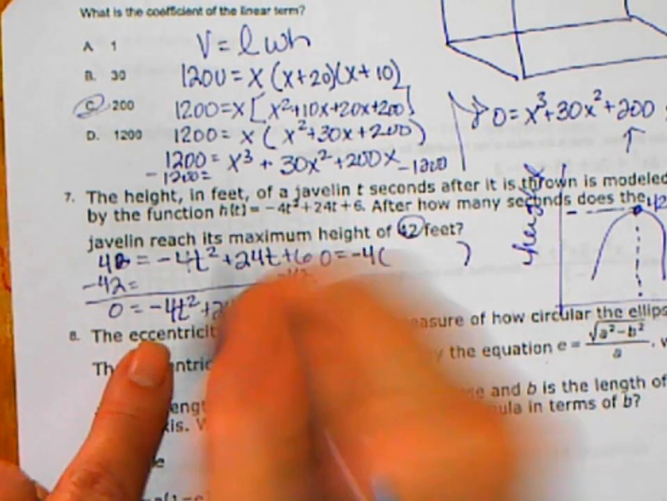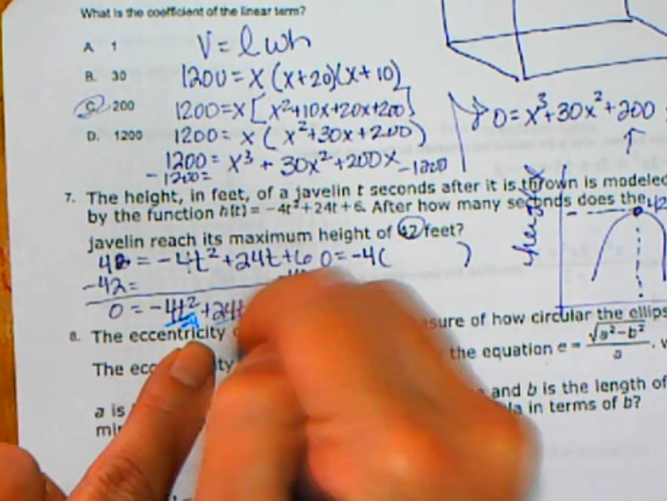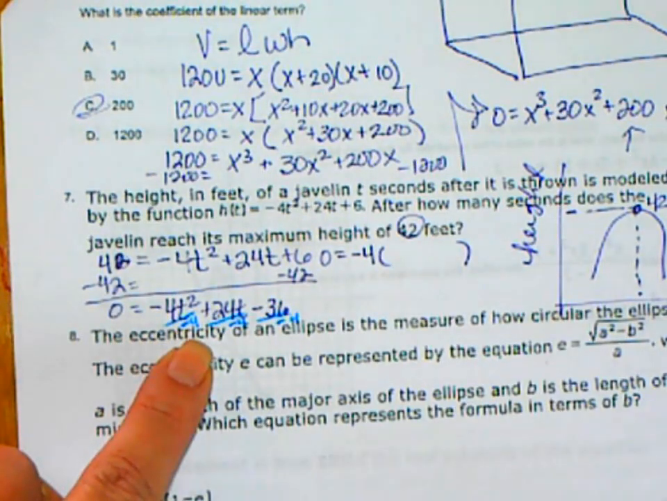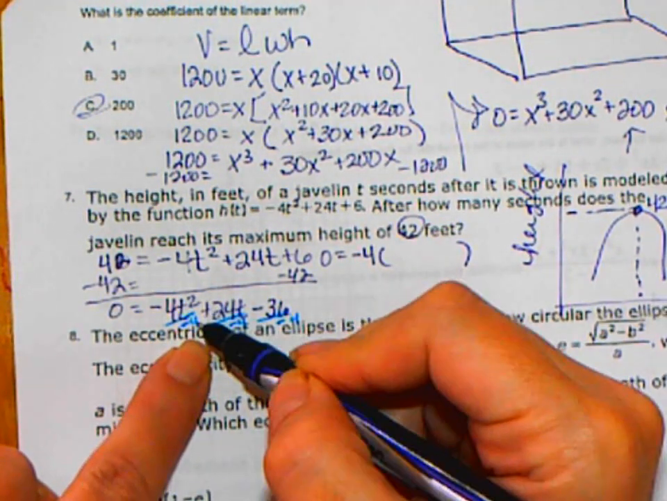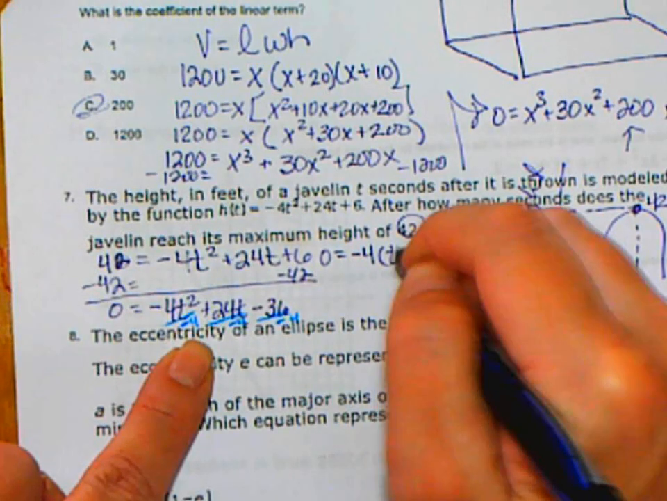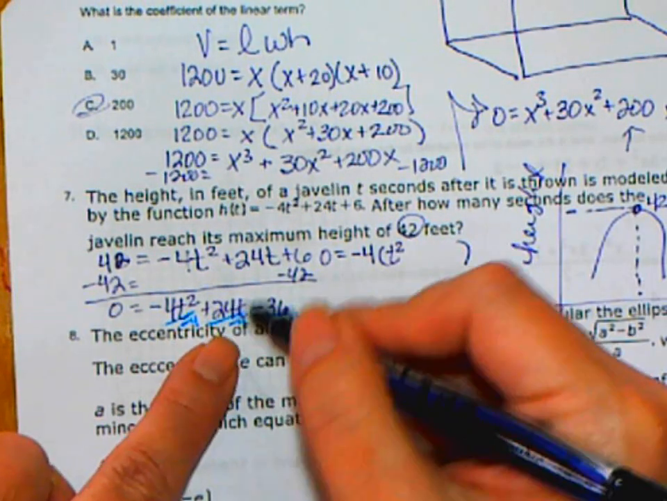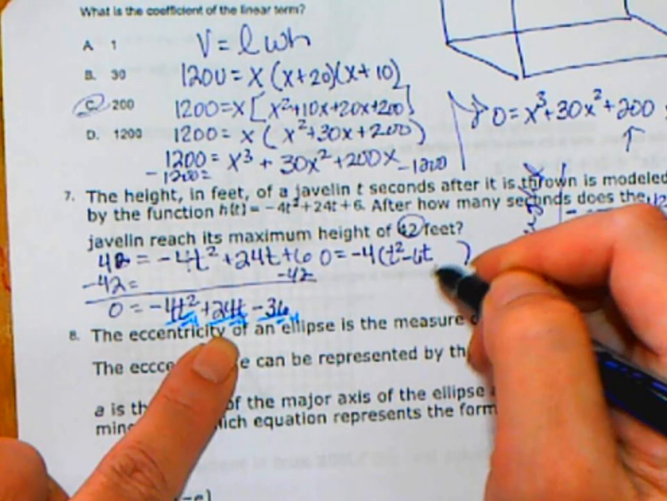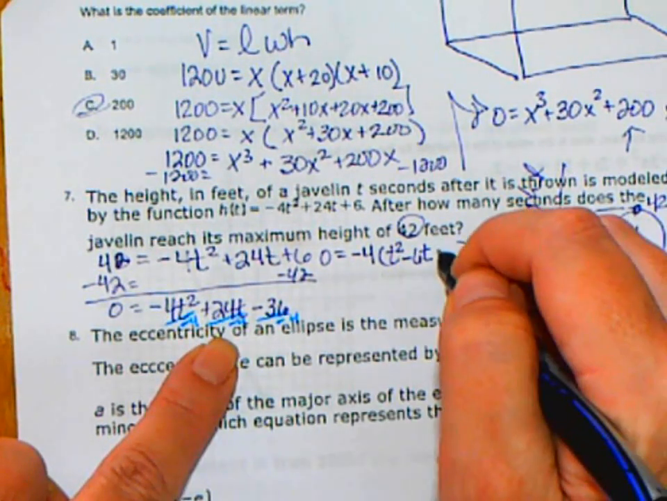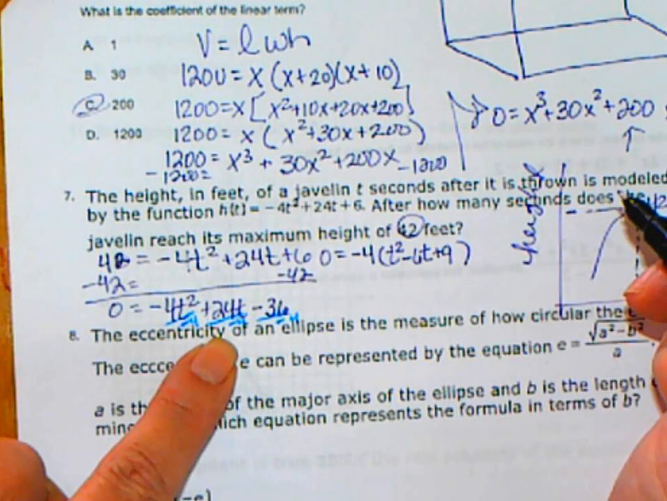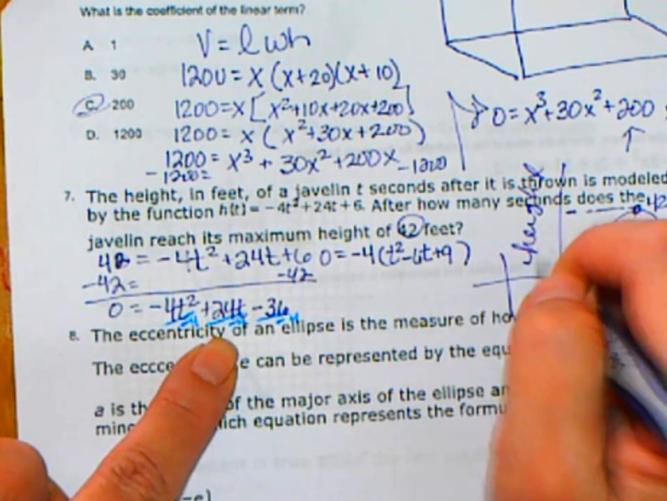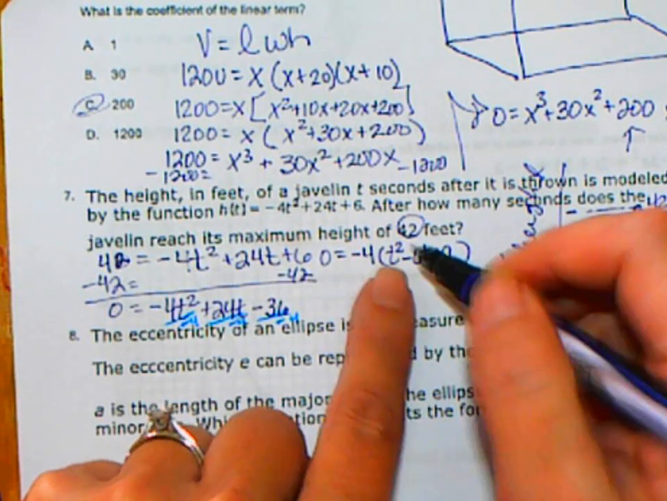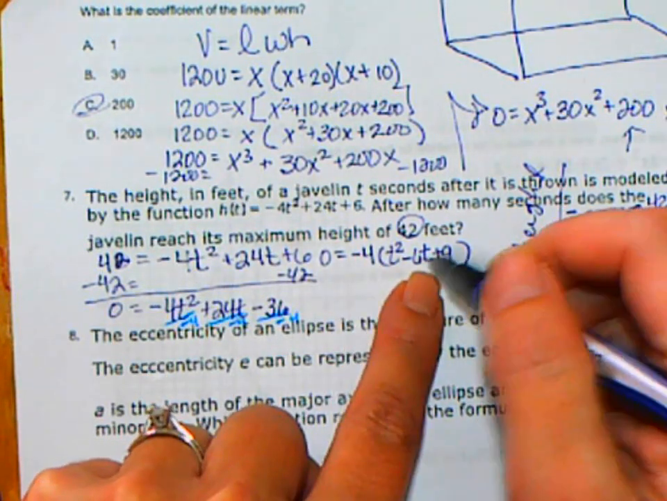So I'm going to divide each one of those terms by negative 4. Try to cram this in, I don't have much room. Negative 4t squared divided by negative 4 is going to leave me with t squared. Positive 24t divided by negative 4 is negative 6t. And negative 36 divided by negative 4 is positive 9. Now remember, we're just looking inside the parentheses now. So A is 1, B is negative 6, and C is 9.